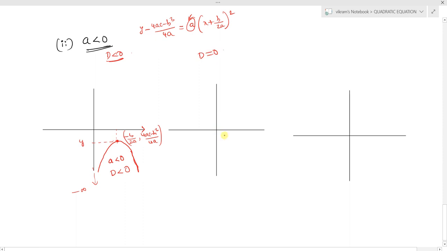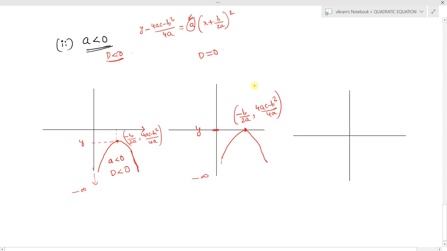Now the roots are equal. If the roots are equal, what happens over here? The curve has to touch the real axis. The two roots will coincide over here. Now it is minus b by 2a, and the vertex is (4ac minus b square) by 4a. This is from minus infinity to the y value.